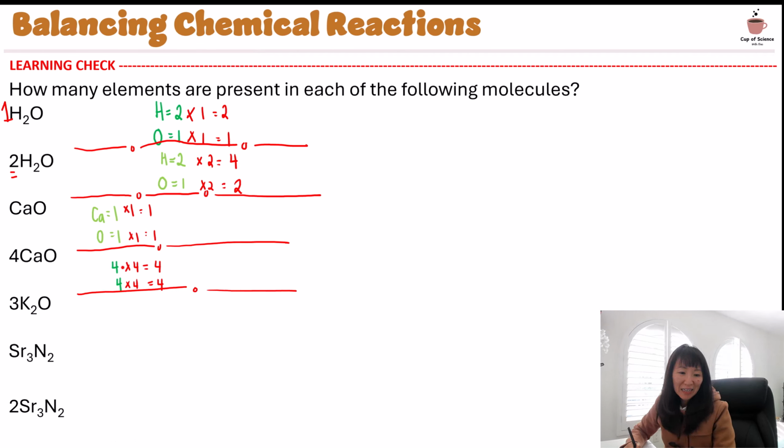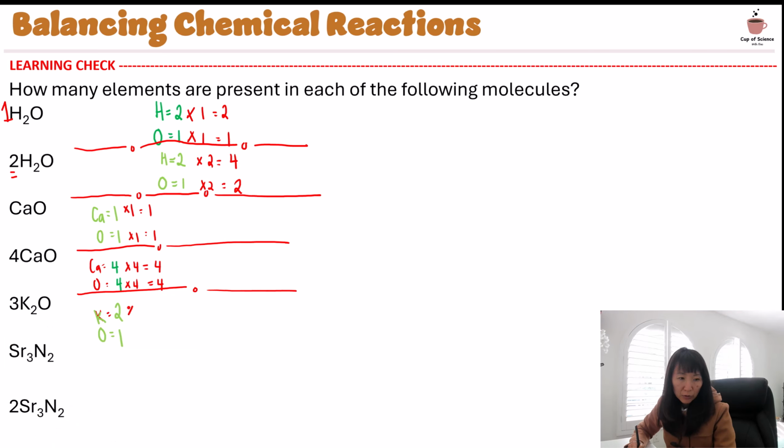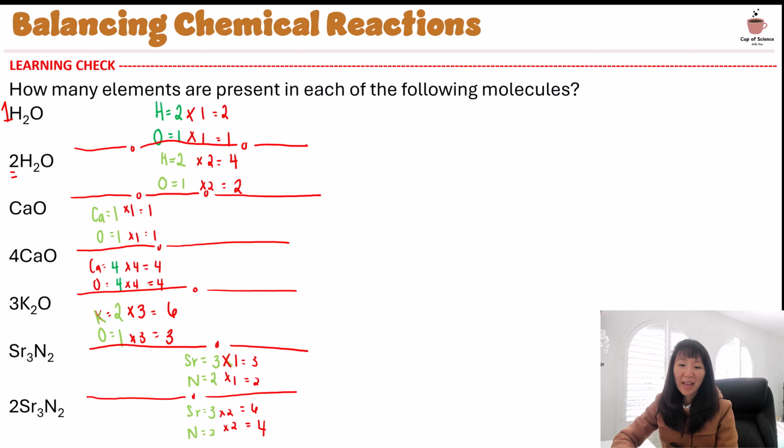And here is the key. So let's try potassium oxide. For K, there's 2 of the subscripts, so 2. And then for oxygen, there's only 1. And the coefficient at this time is 3. So multiply both by 3. So I get 6 potassium and 3 oxygen. Okay, now I'm going to leave you the last two and come back and check the key. And finally, here's the key.